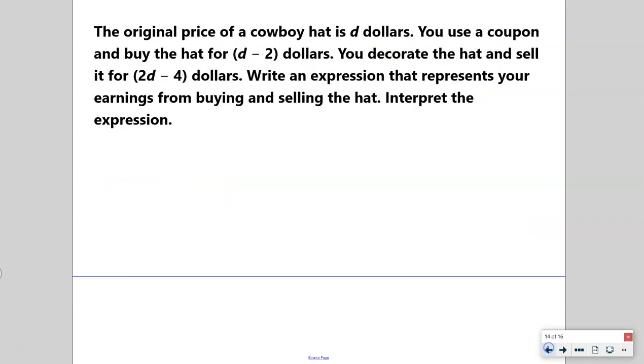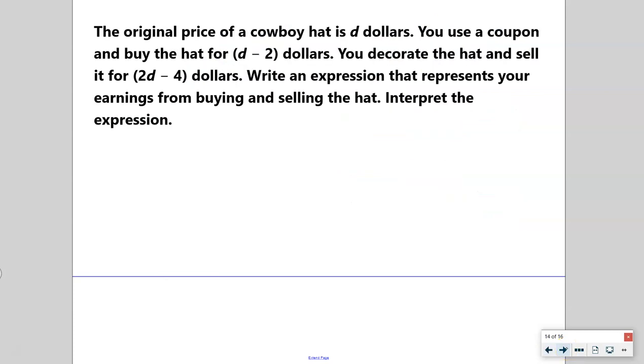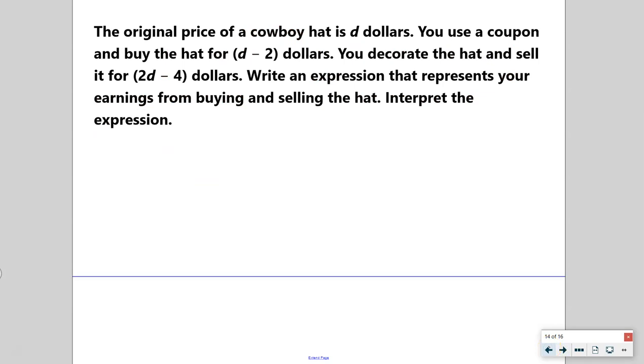Let's look back. Oh, so we did miss something. All right. So right here, the original price of the cowboy hat is D dollars. You use a coupon and buy the hat for D minus $2. You decorate the hat and sell it for 2D minus $4. Write an expression that represents your earnings from buying and selling the hat.